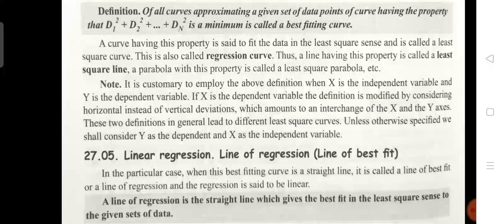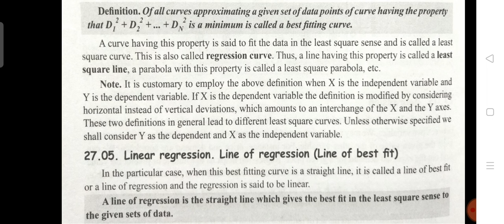That is, of all curves approximating a given set of data points, the curve having the property that d1 square plus d2 square plus etc. dn square is a minimum is the best fitting curve. Okay, this is the best fitting curve. This is the method of least squares.